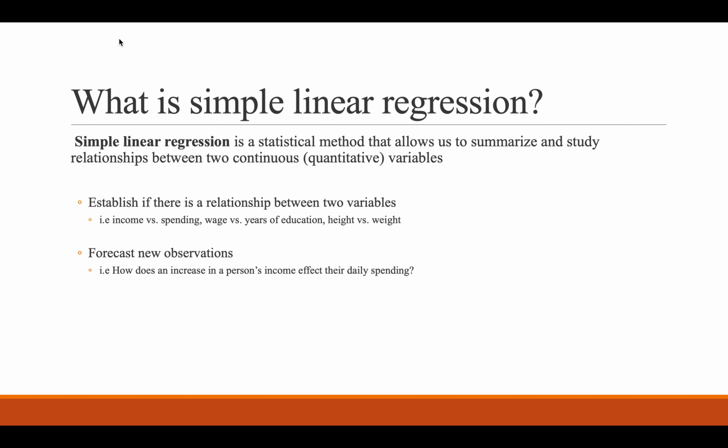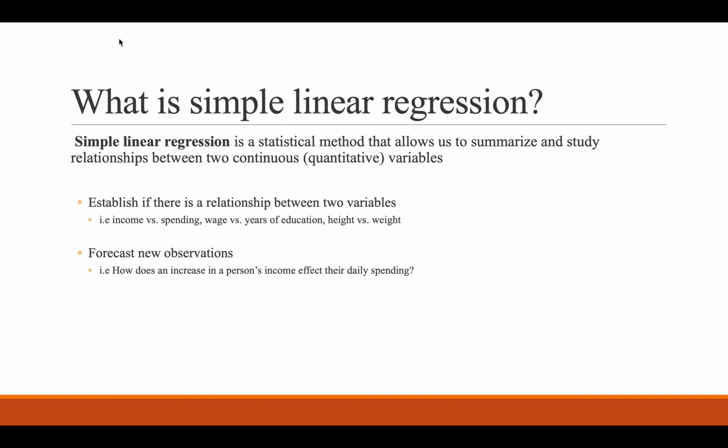So what is simple linear regression? Simple linear regression is a statistical method that allows us to summarize relationships between two continuous variables. The objective of this practice is to establish if there is a relationship between two variables. For example, we could test to see if there is a relationship between income and daily spending, wage and years of education, or height and weight.